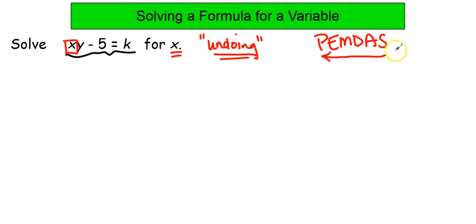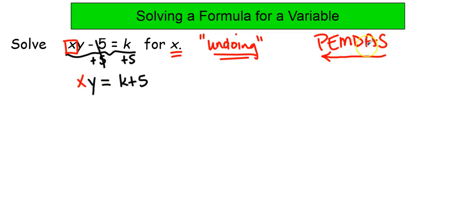So the first thing I want to do is take care of addition and subtraction. So I want to undo this subtraction. I'm going to have x times y minus 5. And I know in order to undo negative 5, I've got to add 5. So I add 5 to both sides. So x times y, these are going to cancel. I'm going to be left with k plus 5. Now remember what I'm solving for. I'm solving for the x. So I need to undo everything that's being done to the x.